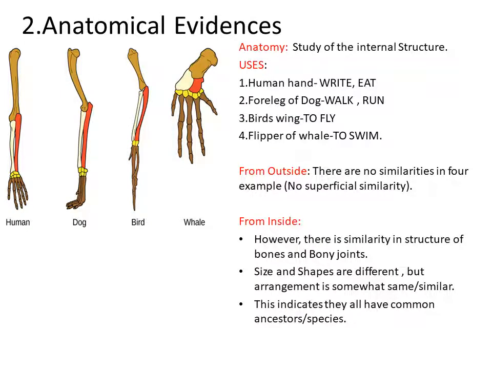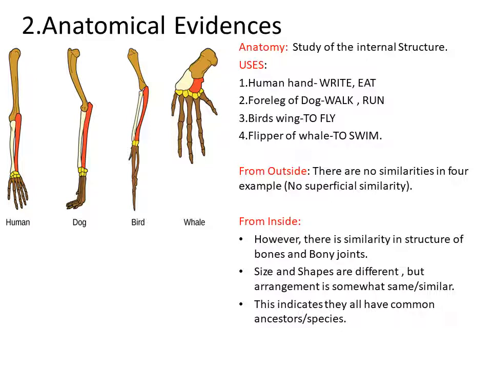Second is anatomical evidences. So what is anatomy? It is the study of internal structure. So here you all can see 4 examples. There is the human hand, foreleg of dog, wing of a bird and flipper of whale. The human hand is used to write or eat. The foreleg of dog is used to walk, to run, and the wing is used to fly, and the flipper of whale is used to swim. So they have different uses. From outside there are no similarities in these 4 examples.